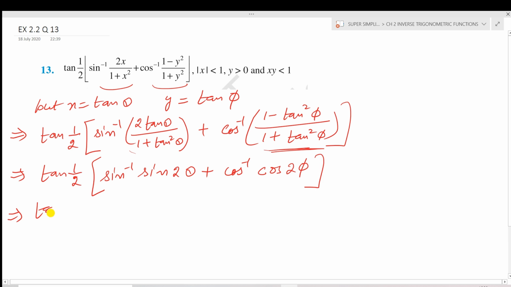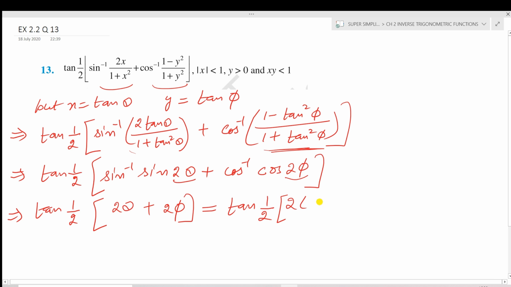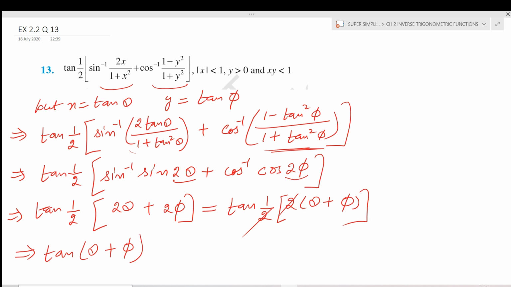Now sin inverse of sin 2 theta is 2 theta. Cos inverse of cos 2 phi will be 2 phi, and you can take 2 common. So tan 1 by 2, and we take 2 common, theta plus phi. Now you can cancel the 2. So you have the expression for tan of theta plus phi now.